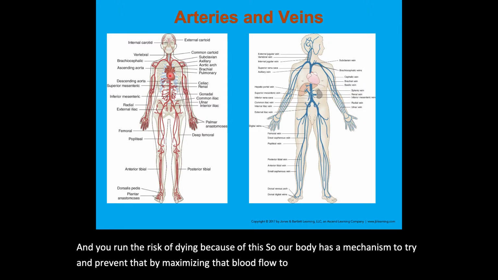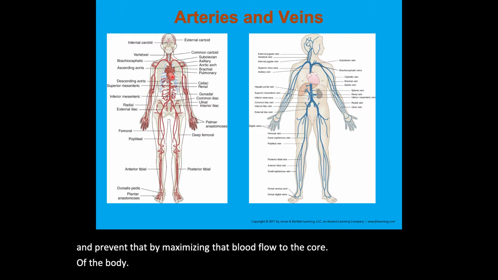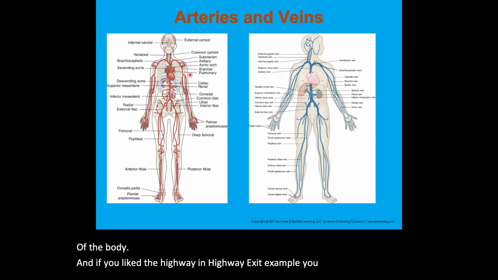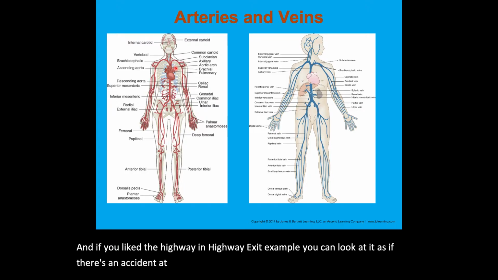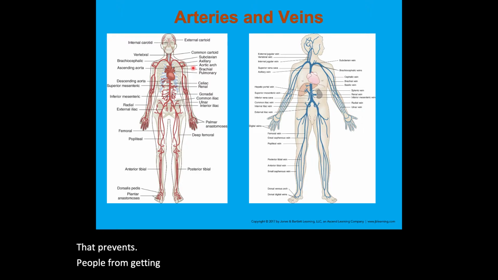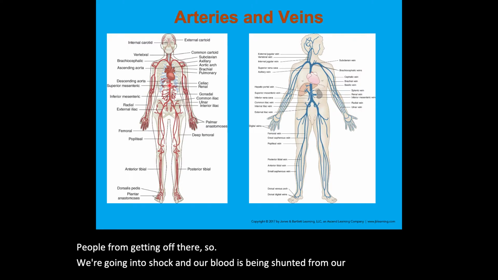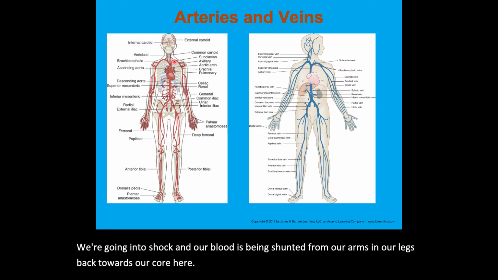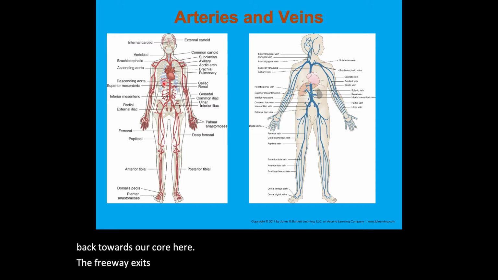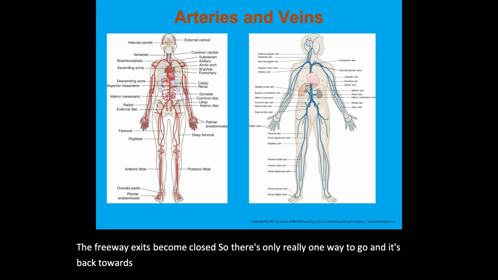core of the body. And if you liked the highway and highway exit example, you can look at it as if there's an accident at a certain exit of the freeway that prevents people from getting off there. So when we're going into shock and our blood is being shunted from our arms and our legs back towards our core here, the freeway exits become closed. So there's only really one way to go, and it's back towards the center of the body.